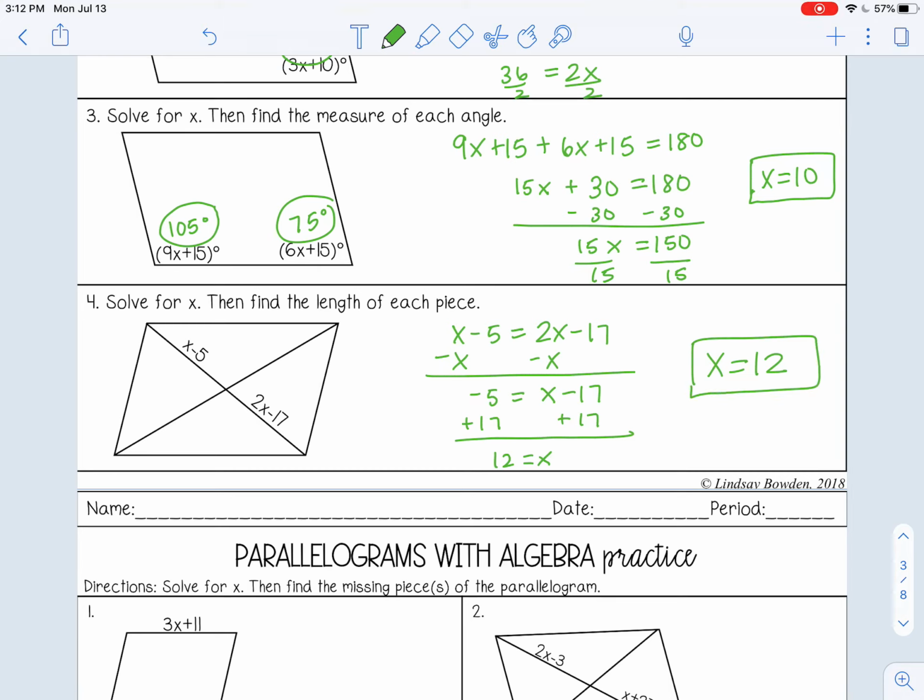All right, and then I'm going to substitute it back in. So 12 minus 5, that's 7. And I know this one has to be the same.